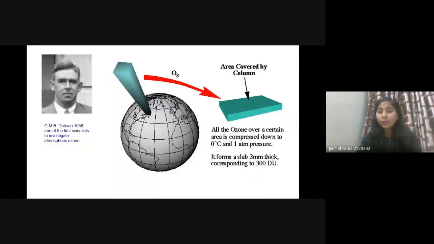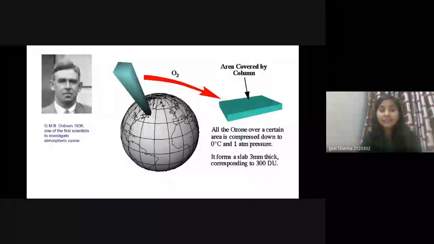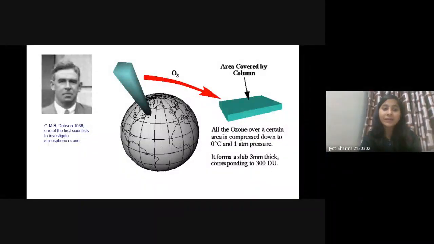Okay, so this is the thickness, right? What thickness we have of the ozone will be measured in mm, and then we will convert it into the Dobson. There was one scientist, G.M.B. Dobson, in 1936. He was the first scientist that investigated the atmospheric ozone.